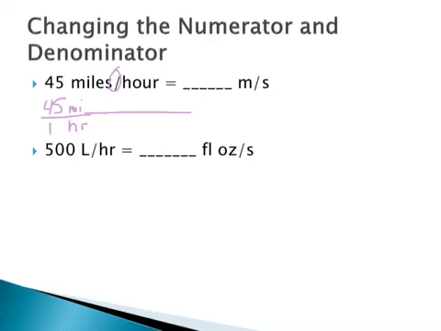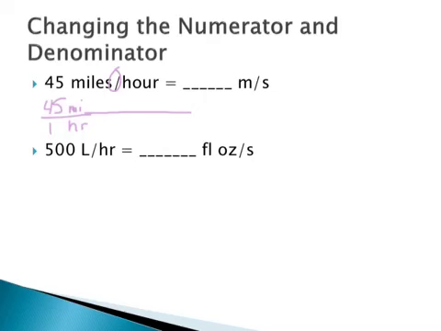So, let's start off with the numerator. Okay? Since I'm changing both length and time to different units, I'm going to do one at a time. So really what we're doing is we're doing two simple conversions within one problem. That's making it a little more complex. Okay, so I'm going to start off with 45 miles, and I'm going to convert that to meters.